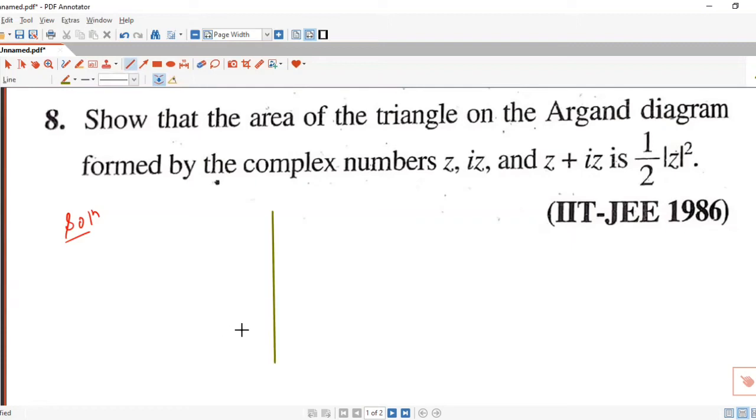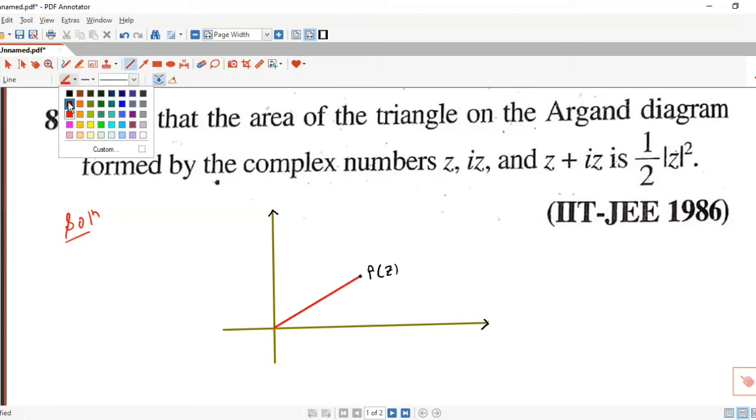Based on the rotation of the complex number. So we know that if we have a complex number in the Argand plane, suppose here we have a point P and the position vector of the point P is Z. When we join it with the origin, we get this vector OP.